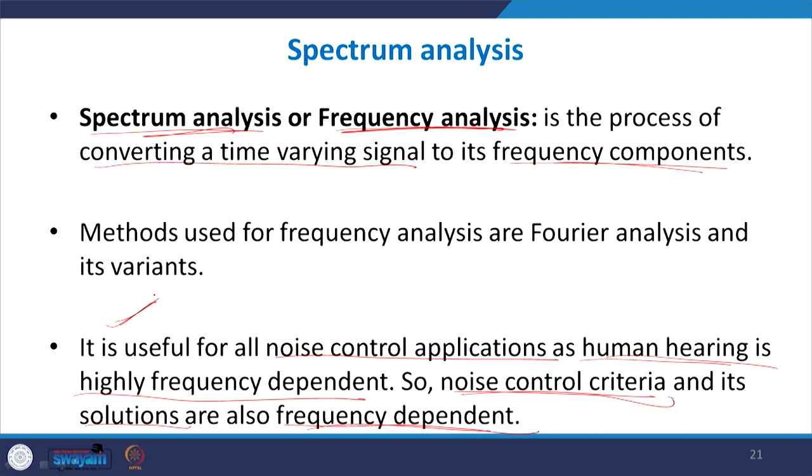So for example, let's say we have an application where we have a machinery. We want to control the noise of that machinery. So we first need to know how the sound looks like as a spectrum. Then we'll come to know, okay, this is the region where the maximum intensity is, this is the frequency range. And then we can apply the noise control accordingly to cut or reduce the noise at that frequency, and so on.